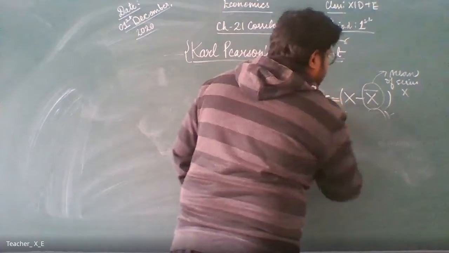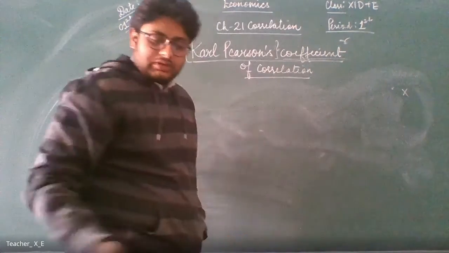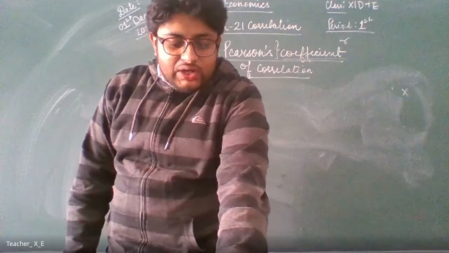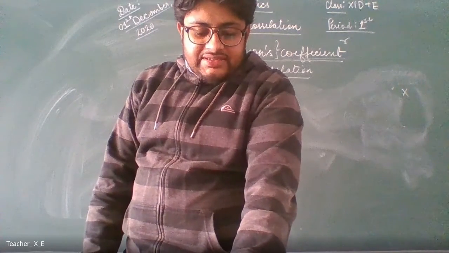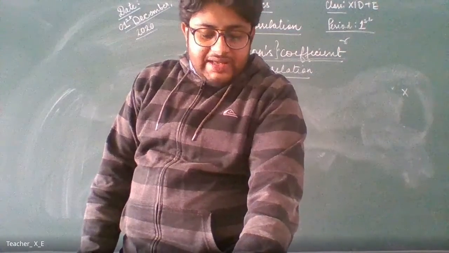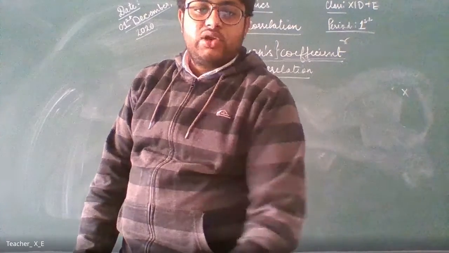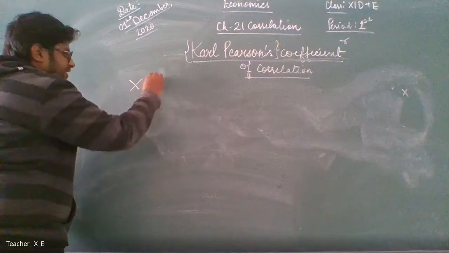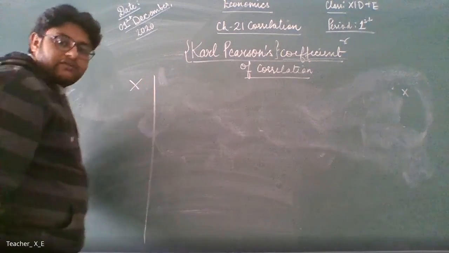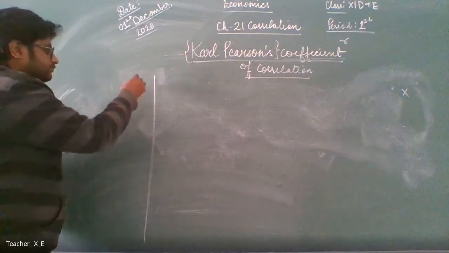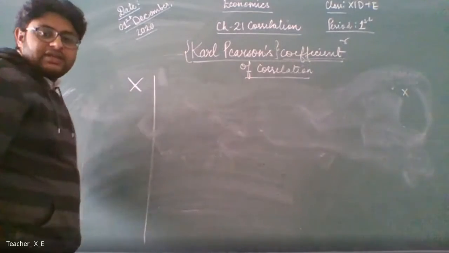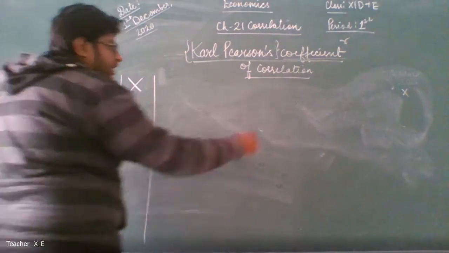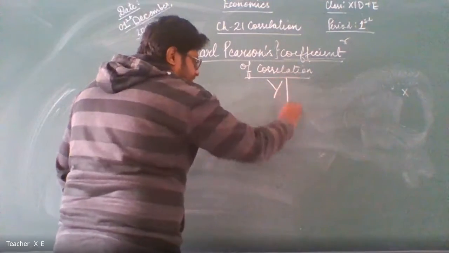Example number 2 of the chapter. The question says calculate Karl Pearson's correlation coefficient between x and y from the data given below. Two series are given, my x series and my y series. I will give some space because I have to calculate various things.